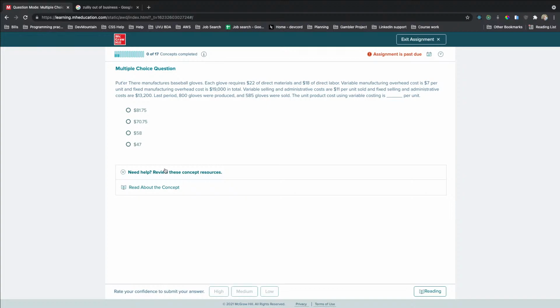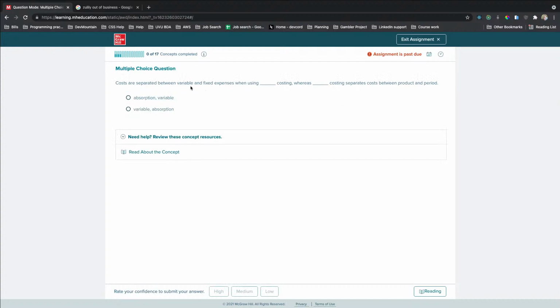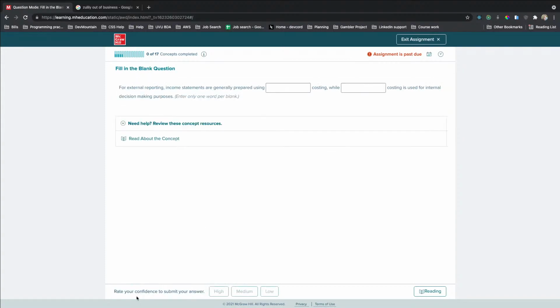The unit product cost using variable costing. That's 47. Did all this math for nothing. Costs are separated between variable and fixed expenses when using variable. For external reporting, income statements are generally prepared using, well, I guess it's using absorption, because this one's definitely variable.